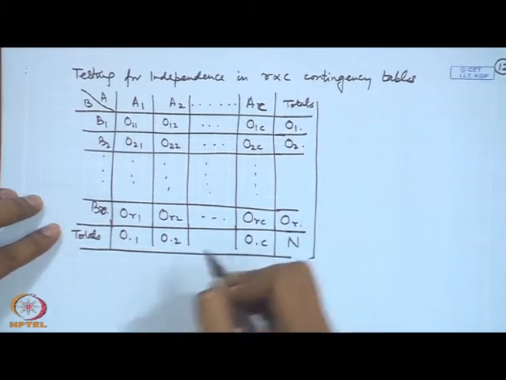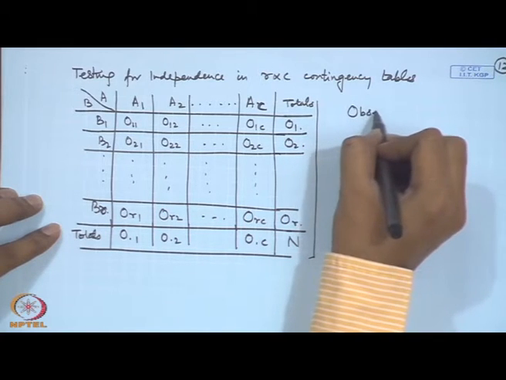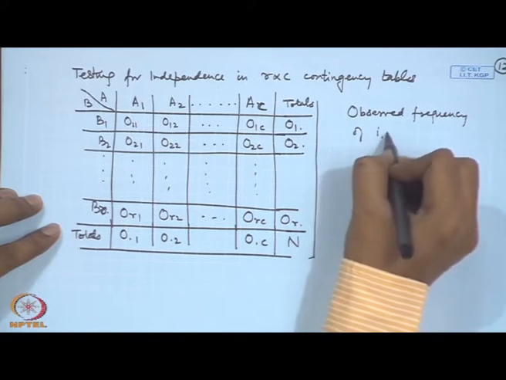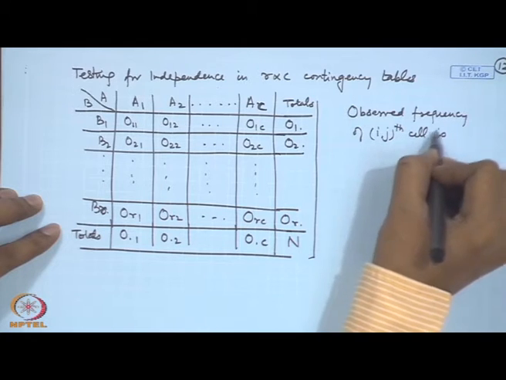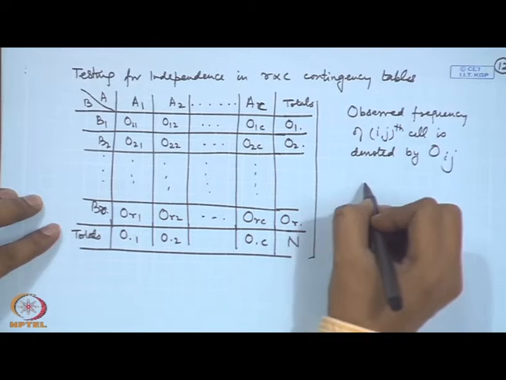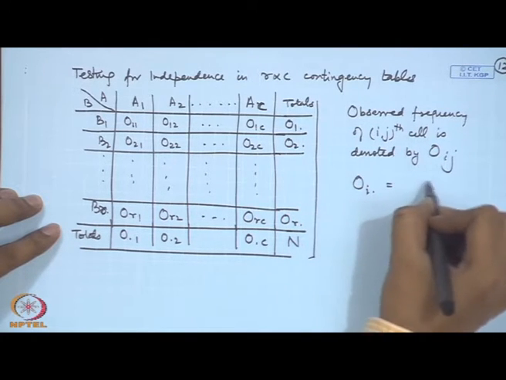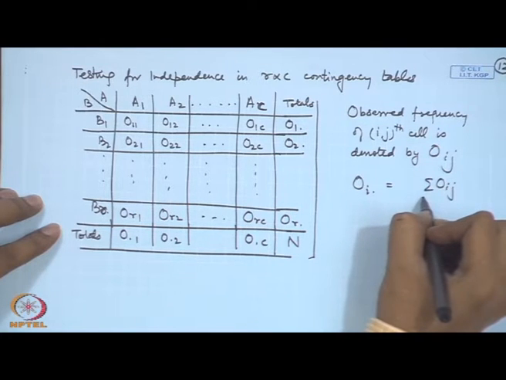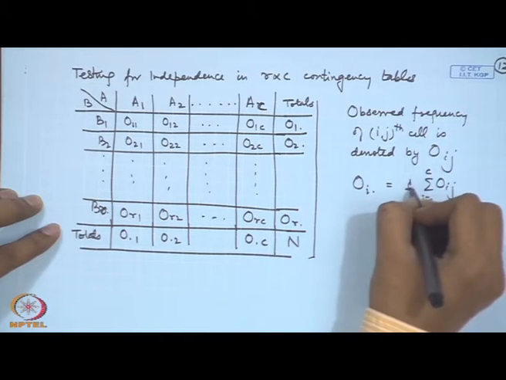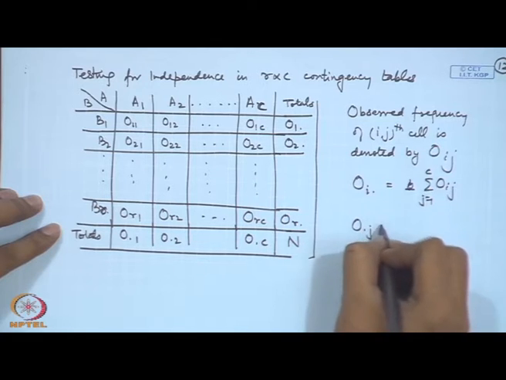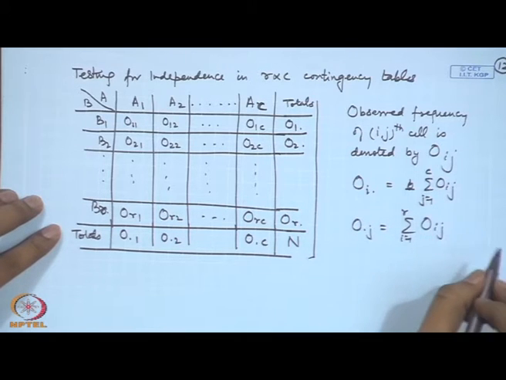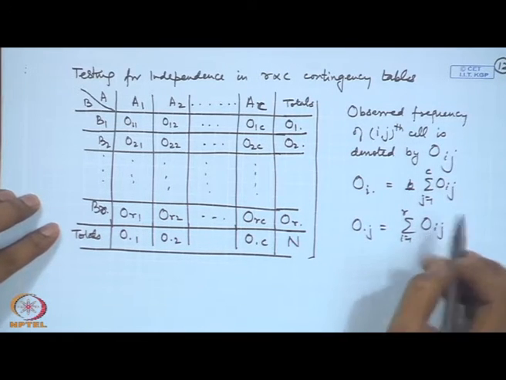So, we have the following notations: the observed frequency of the ijth cell is denoted by Oij, and then we define Oi dot equal to sigma Oij for j equal to 1 to c, simply the summation, and similarly O dot j equal to sigma Oij, i equal to 1 to r. These are the row and column totals.